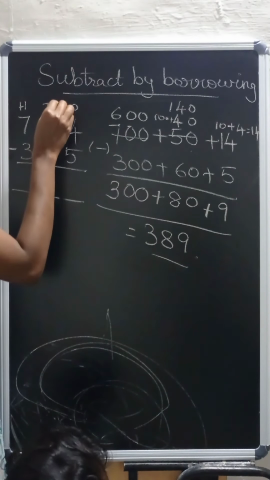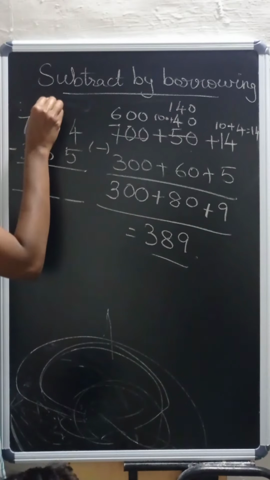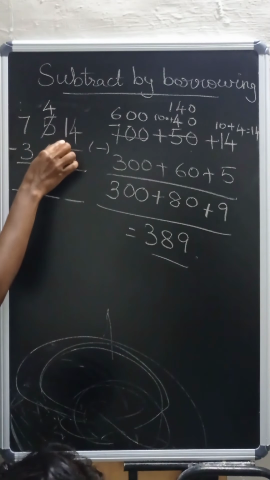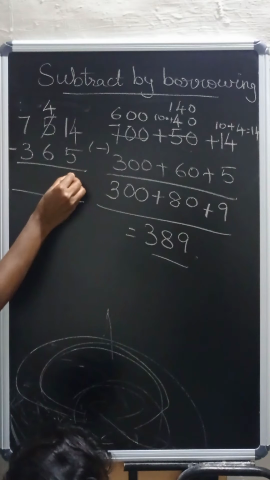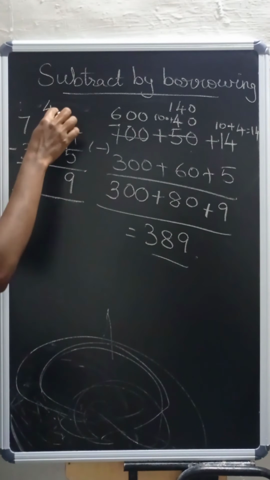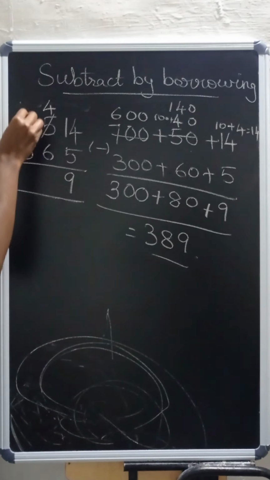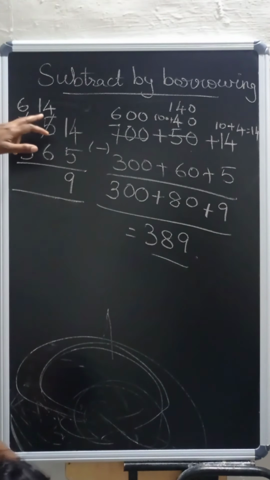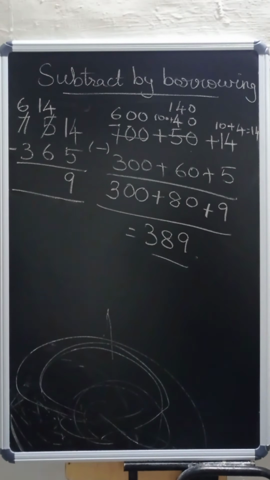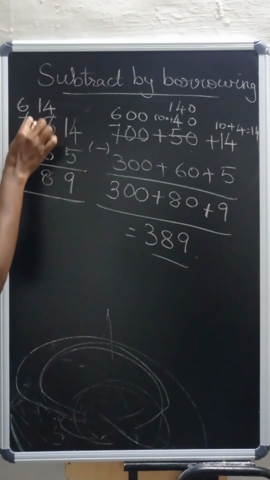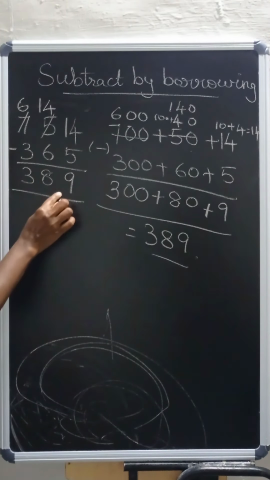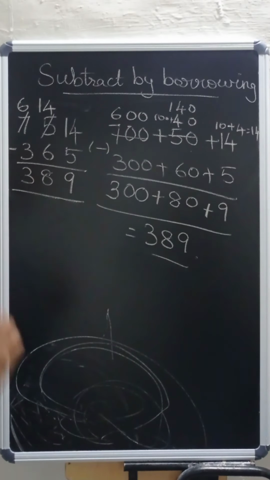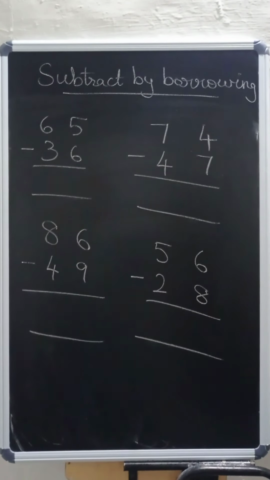So I am borrowing. So this 5 becomes 4 and this 4 becomes 14. Now 14 minus 5 is 9. Next. Here you have 4 and 6. So I am borrowing from here. So 7 becomes 6 and this 1 comes here and this becomes 14. Now 14 minus 6 is 8. 6 minus 3 is 3. So 389. Understood? Now we will practice some problems.